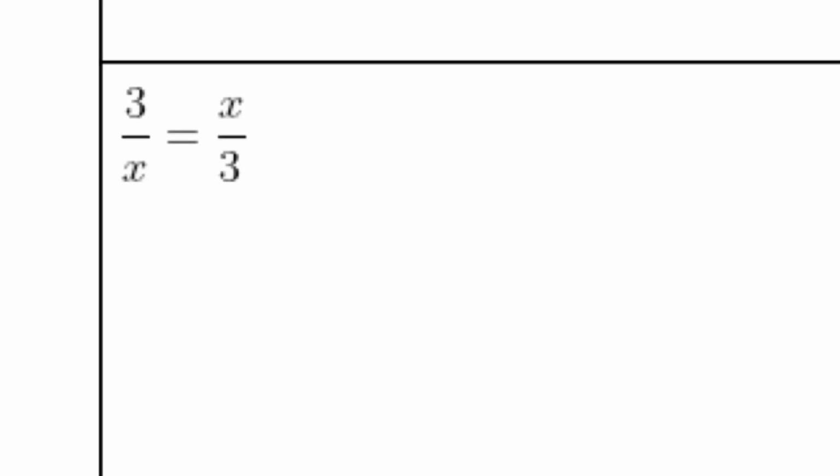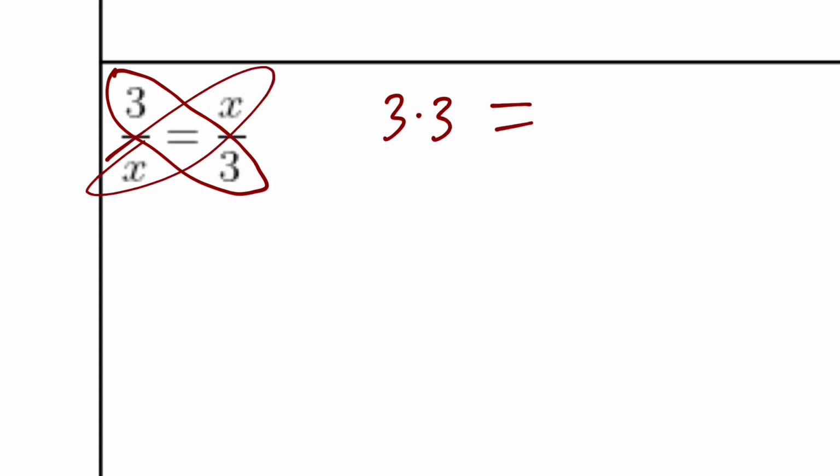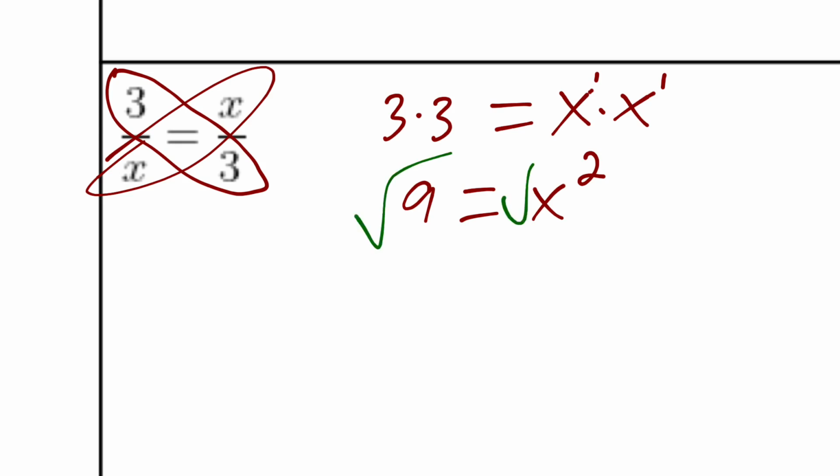This is where that pattern starts to break down. And instead, what I do is cross multiply. 3 times 3 is equal to x times x. If you forgot what x times x is, it's x to the second power, because this is like x to the first times x to the first, and we combine. To solve that, we take the square root of both sides. This tells me that 3 is equal to x.